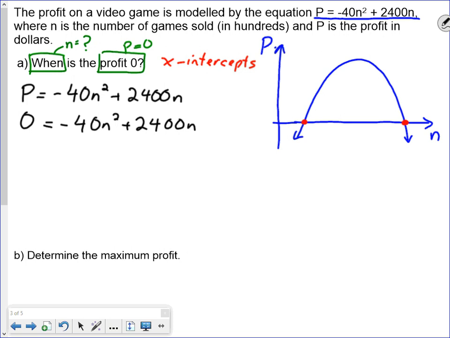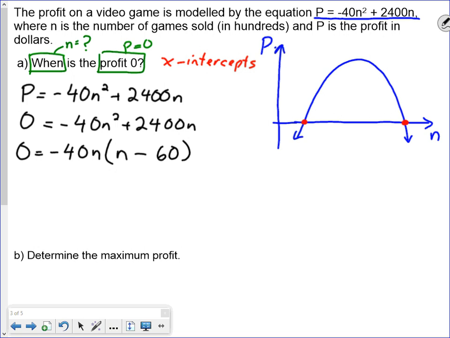And we're going to do this, like I say, by factoring. So I see a negative 40 out front here. I'm going to factor out a negative 40n from both of these terms. 40 is common to both, and the n is common to both terms as well. So I'm going to be left with an n here, and then a negative, because negative 40 times a negative number is going to be that positive 2400, and a negative 60 here if I do 2400 divided by 40.